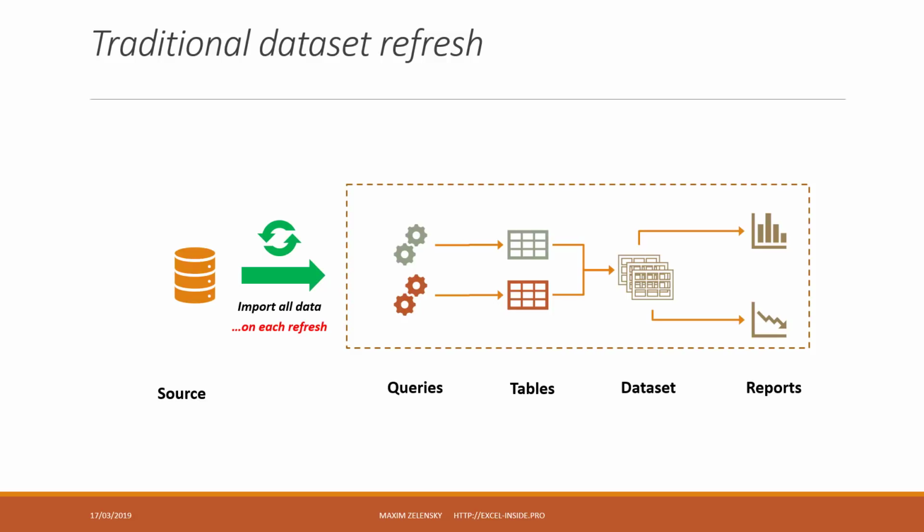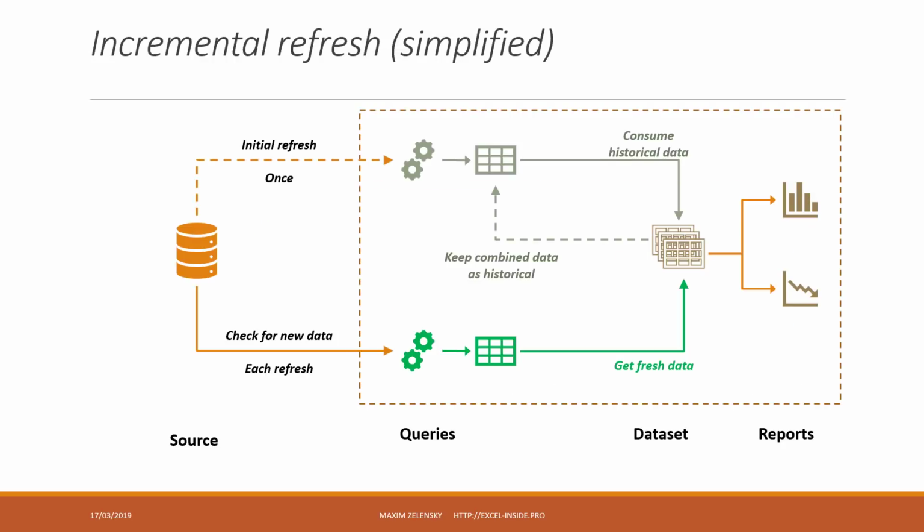Consider the situation when you are working with a slow or limited data source, for example a web API or OData source. Each refresh could take a significant amount of time, and most of it is for retrieving historical data, but you need only changes from the last refresh. So here incremental refresh comes to the scene.